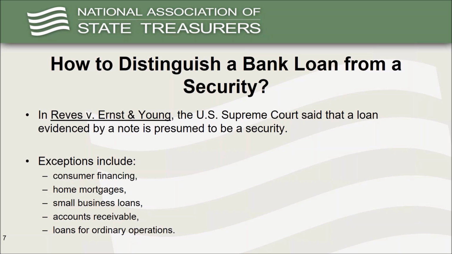The first thing that the Supreme Court said in Reeves was that if a loan is evidenced by a note, it's going to be presumed to be a security, all right? So many loans are evidenced by notes. So right there, you may frequently find yourself in a position where you're starting out with a presumption that something is a security and you're having to rebut it.